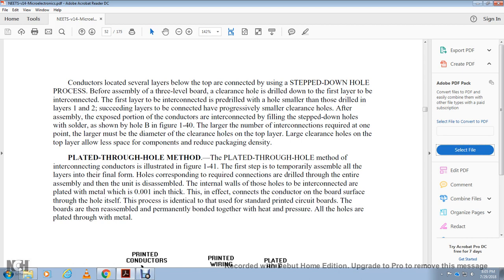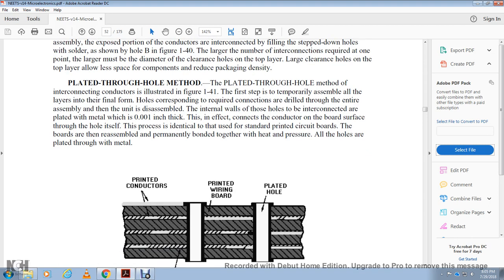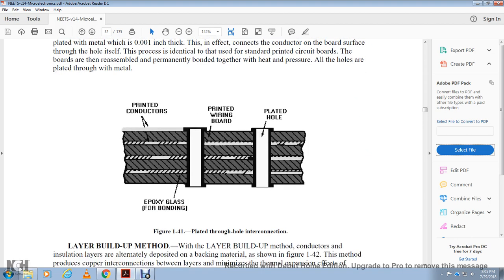The process is identical, using the same printed circuit board. The boards are reassembled and permanently bonded together with heat and pressure. All the holes are plated through with metal. Printed conductors, power, printed wiring board, plated hole, epoxy for bonding.